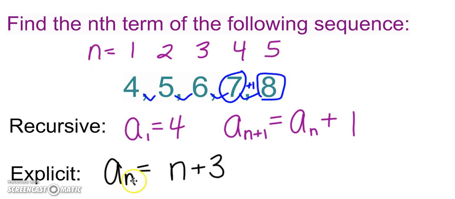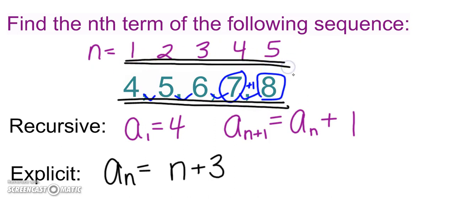Okay, remember a sub n is just how do these numbers, this sequence, how do they relate to this up here? Versus recursively says how does this number relate to that number? And how does this number relate to that number?